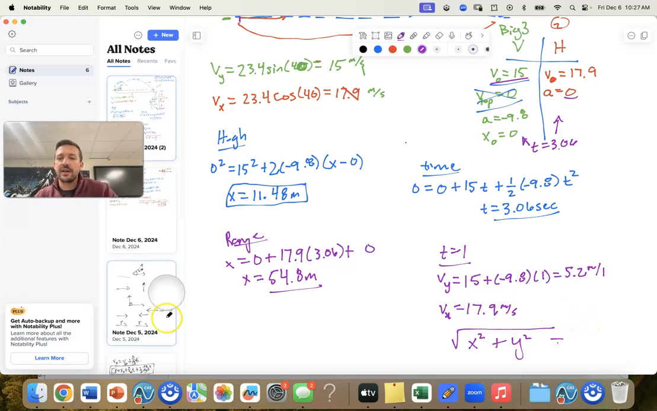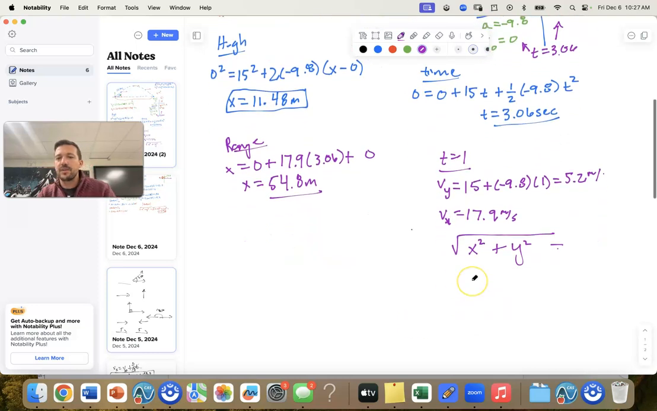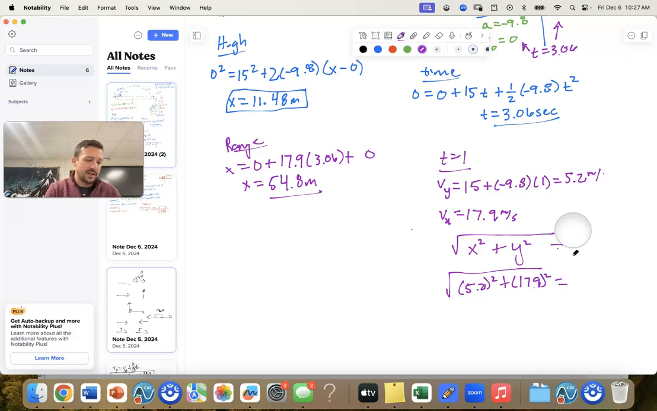So now to get the magnitude of it, you just do 5.2 squared plus 17.9 squared, and you would just plug that in. 5.2 squared plus 17.9 squared, you get 18.64, and that would be the velocity after 1 second. Cool.